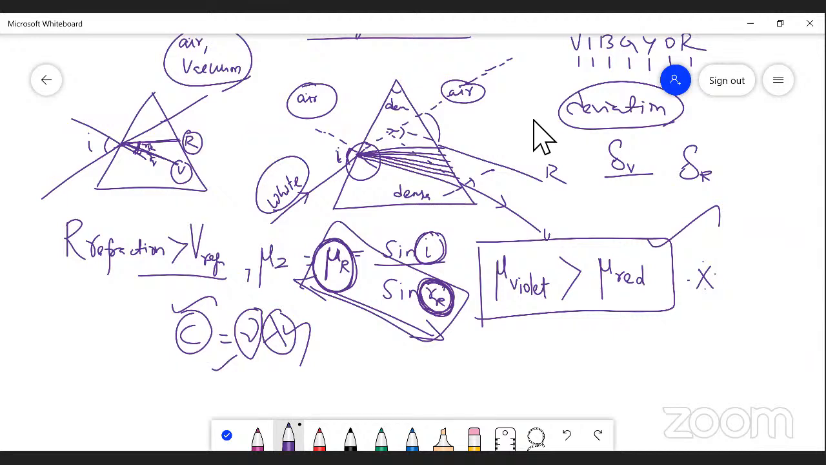And the next one, listen to me. When light goes from denser to rarer, the color is not changed. This is violet, this is red. The frequency remains constant, so the color is not changed. The color of light in a traveling medium depends upon the frequency. That's why the color does not change from denser to rarer. The frequency is not changed from one medium to another, but the wavelength does change.